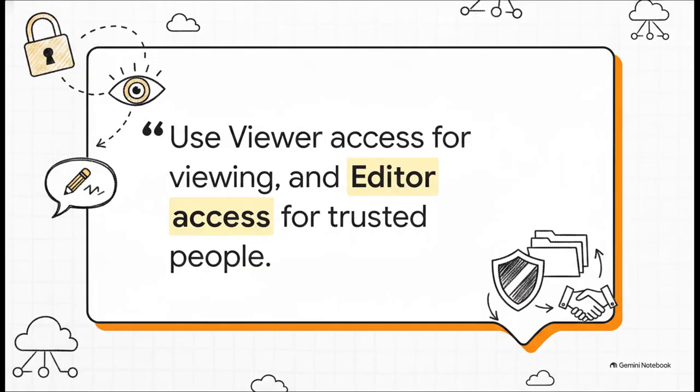In fact, our source material provides a brilliant golden rule to live by. Use viewer access for general viewing, commenter access when feedback is needed, and editor access strictly for trusted people. Locking this hierarchy into your mind is going to save you from some devastating data accidents.